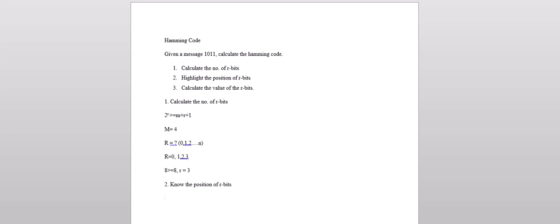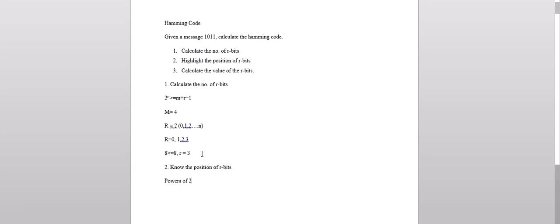So the position in this case is usually the powers of 2. What this means is, after we have this message, which has 4 bits, and then we have the redundant bits, which are 3, we are going to be having 7 bits.